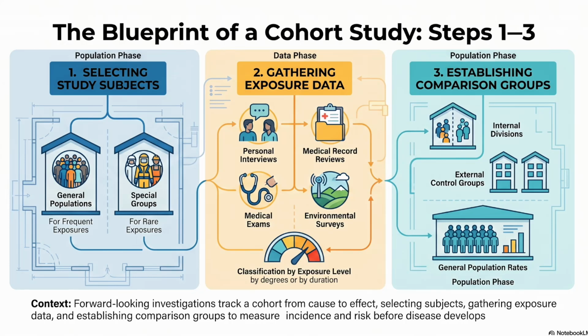The third step is establishing comparison groups. Participants are divided into exposed and non-exposed groups. Both groups should be as similar as possible except for the exposure under investigation. This minimizes the influence of confounding variables and allows a fair comparison of disease occurrence.